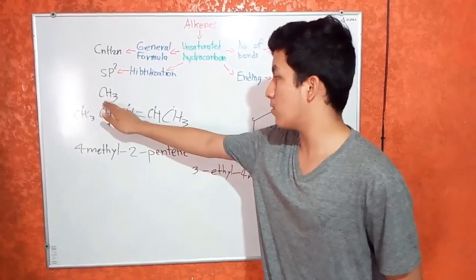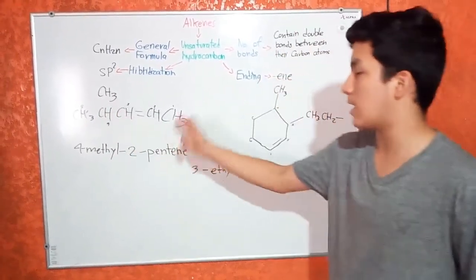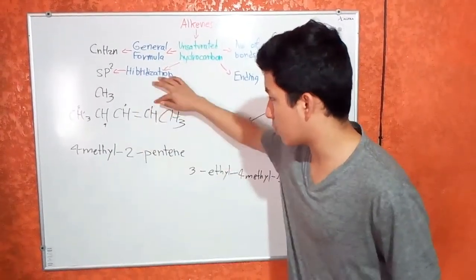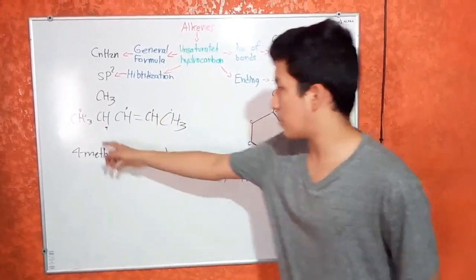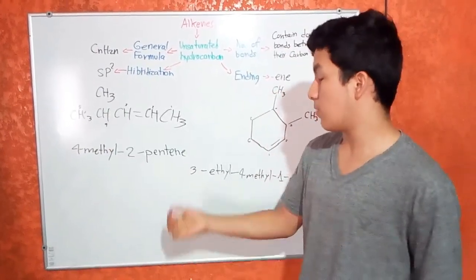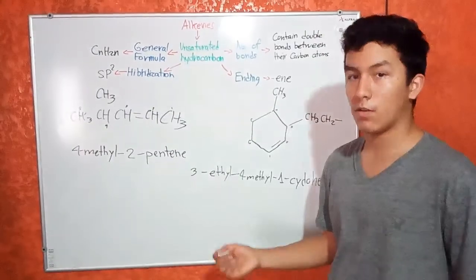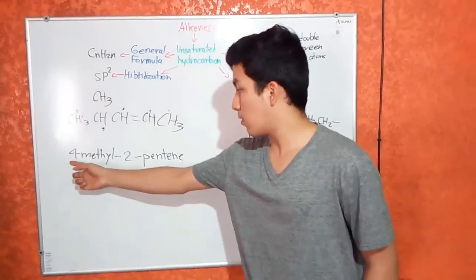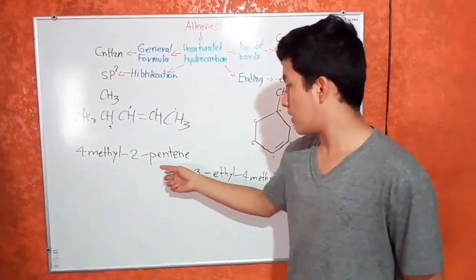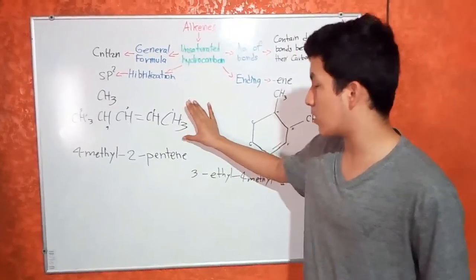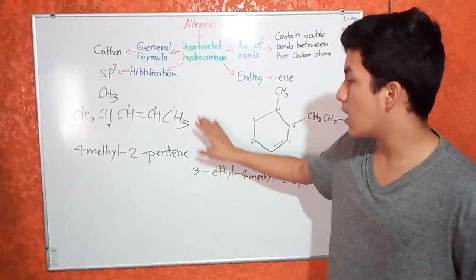We are not going to focus on the substituents as in alkanes. In this case, we had the double bond in position number 2 and the substituent in position number 4. So we start counting, and then we write the substituents in alphabetical order. The name will be 4-methyl-2-benzene, and that will be the name of this alkene compound.